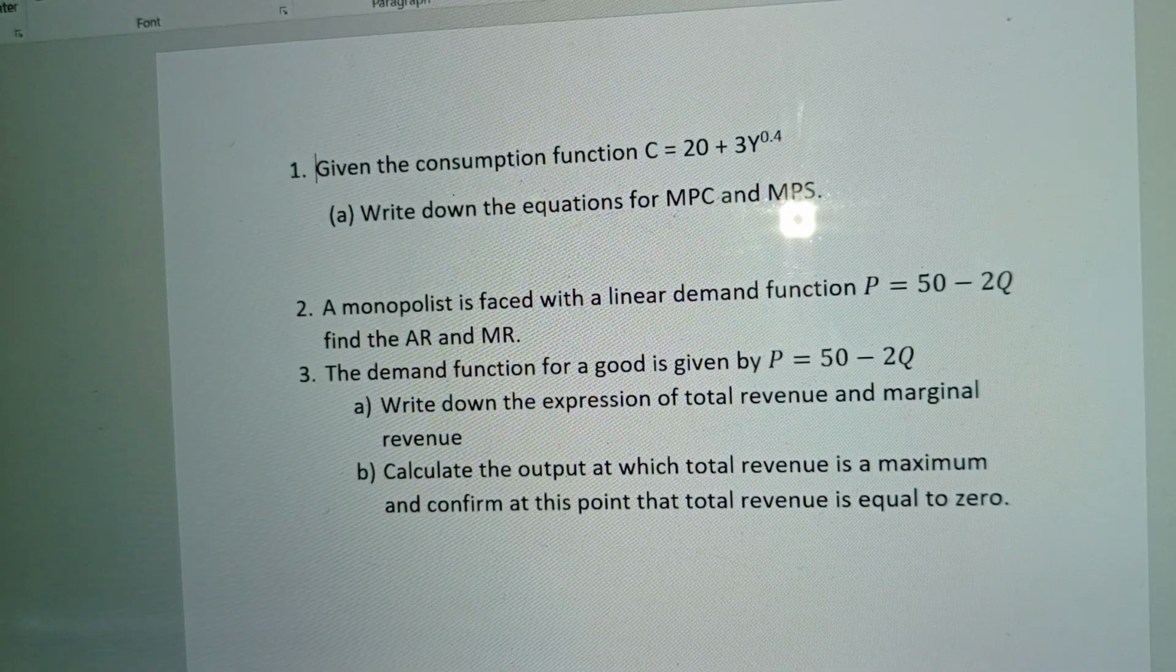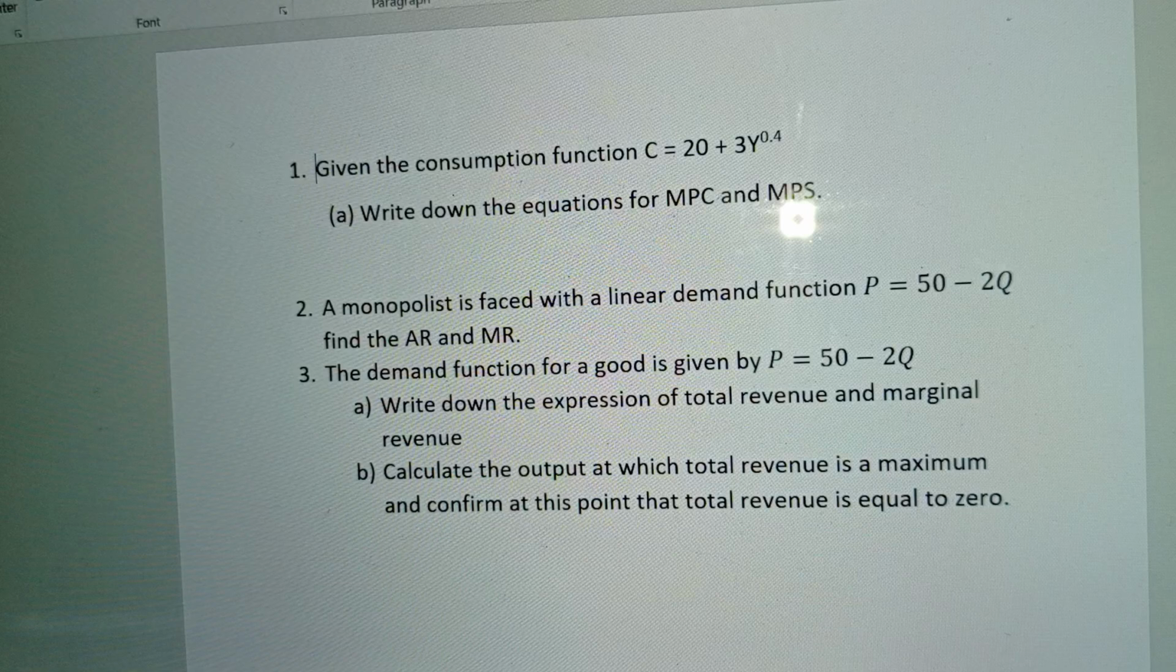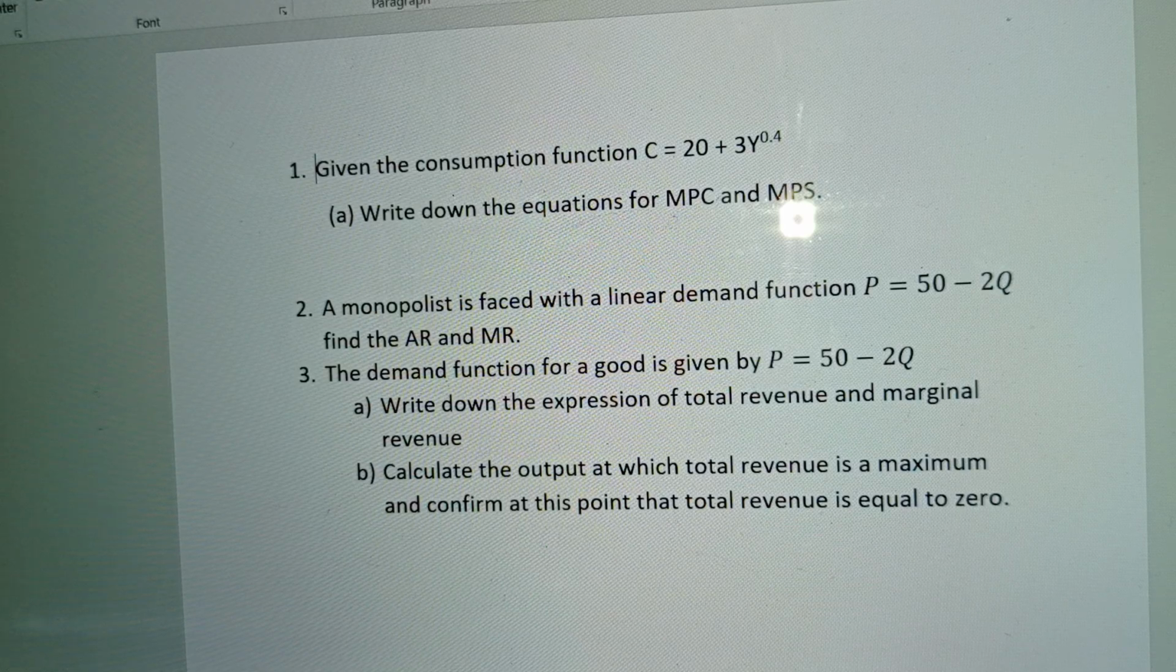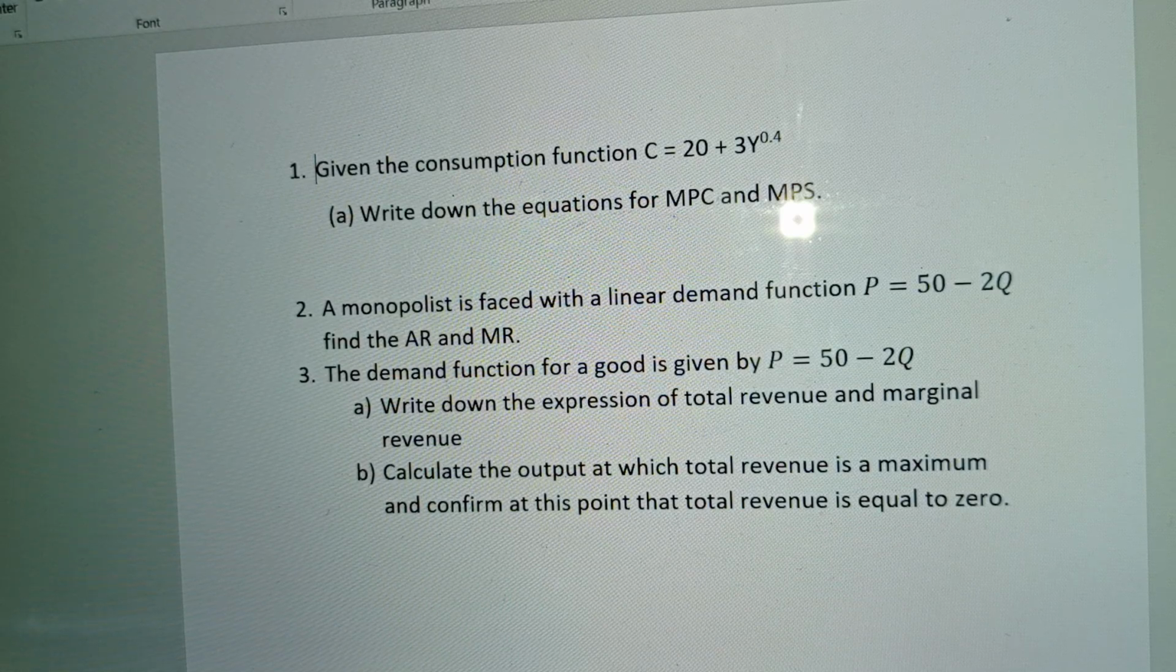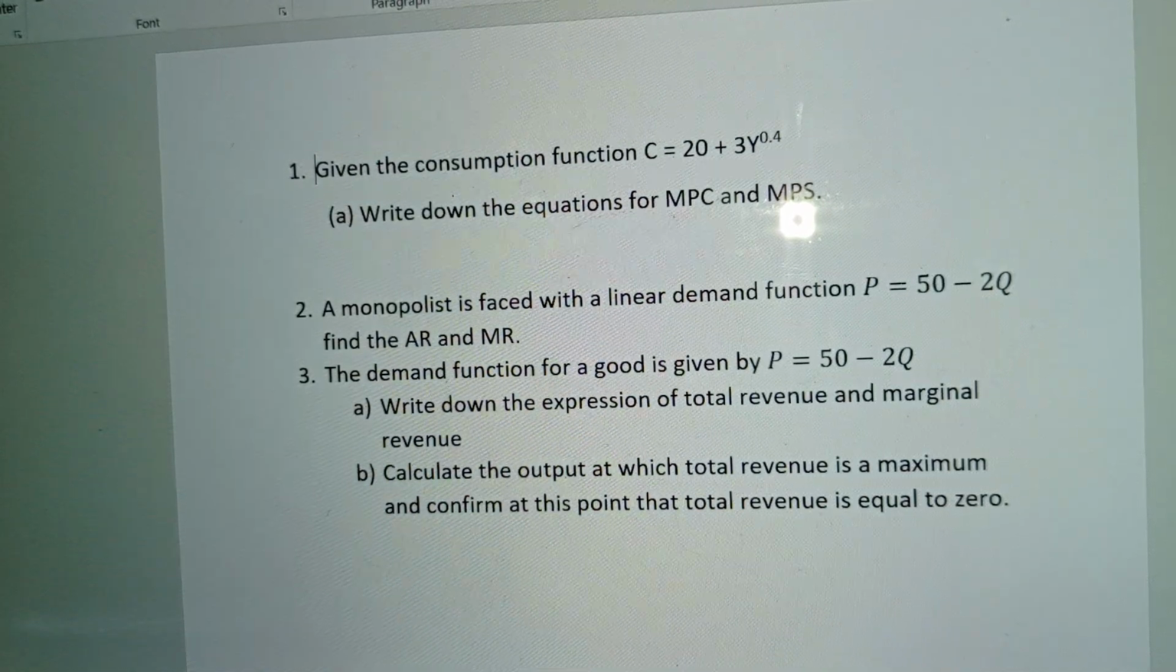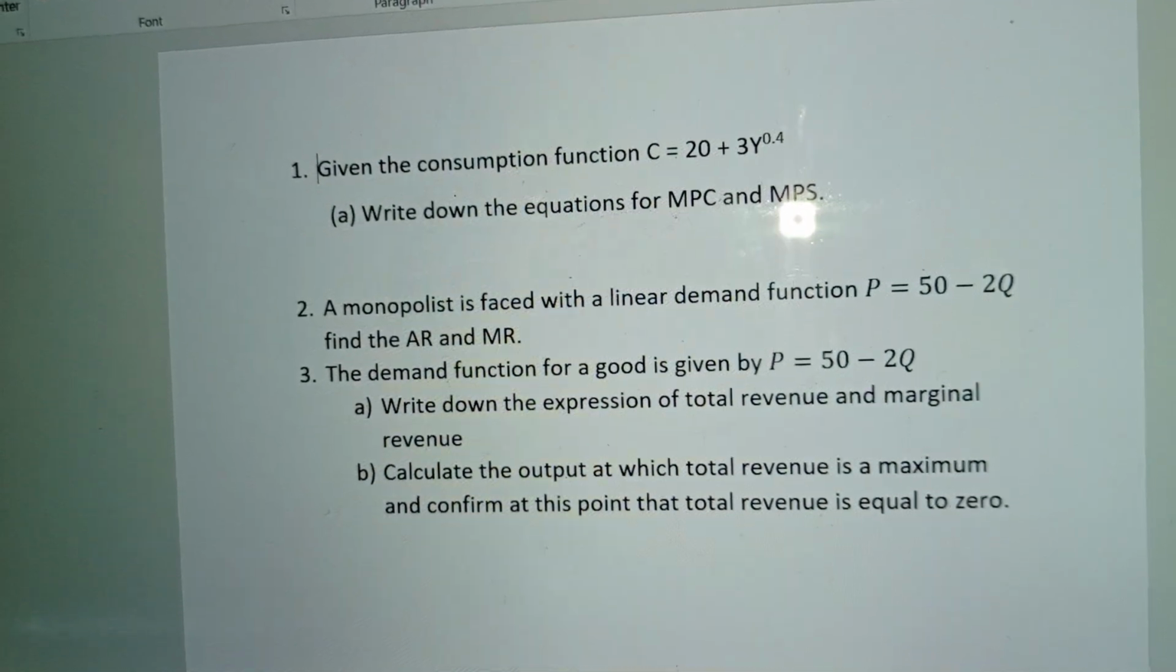The first example is: given the consumption function equal to that, write down the equation for marginal propensity to consume and marginal propensity to save. So this is how we will find the marginal propensity to consume, and we'll derive the marginal propensity to save from the marginal propensity to consume. So this is how we would deal with the work.